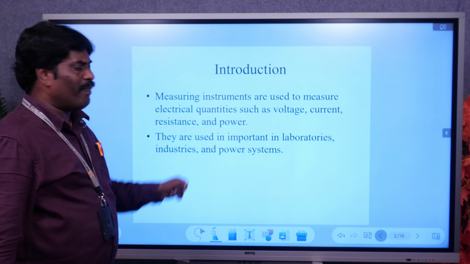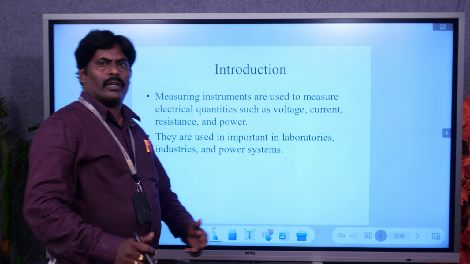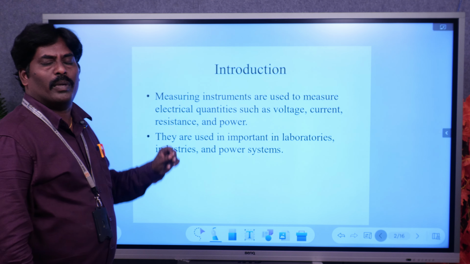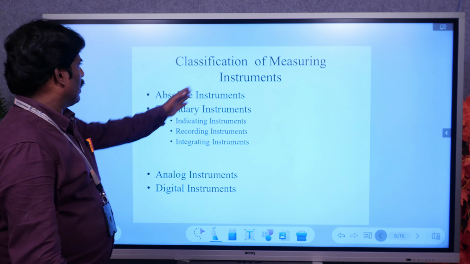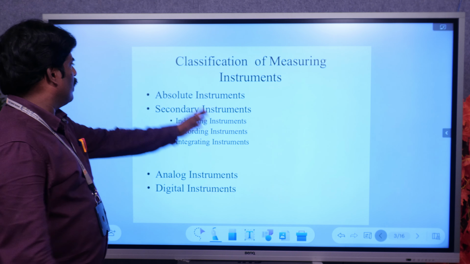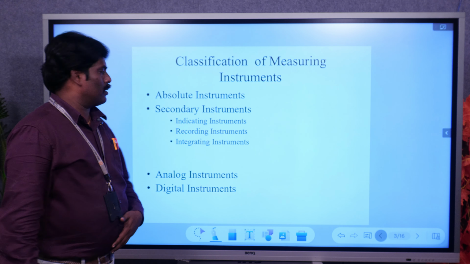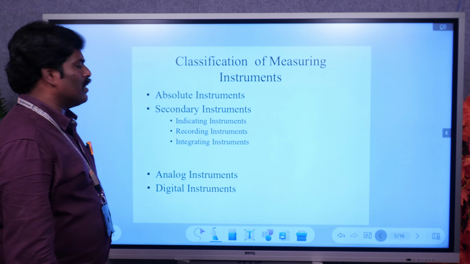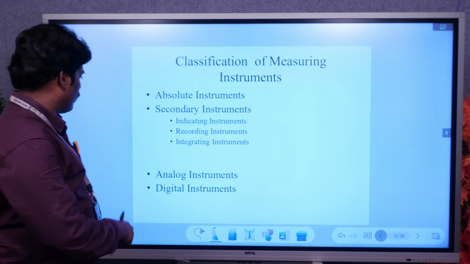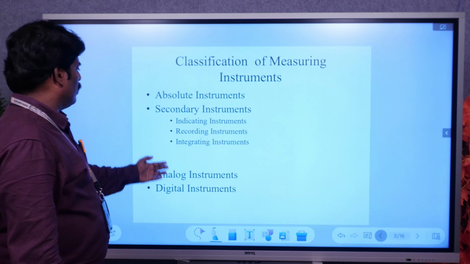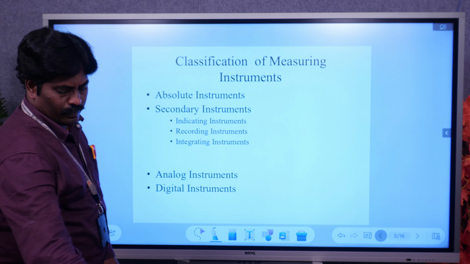These types of instruments are used in laboratories, industries and power systems, wherever measuring instruments need to be used. So coming to the classification of measuring instruments, generally those instruments are classified into absolute instruments and secondary instruments. Secondary instruments are again classified into indicating instruments, recording instruments and integrating instruments. These types are again classified into analog instruments and digital instruments.